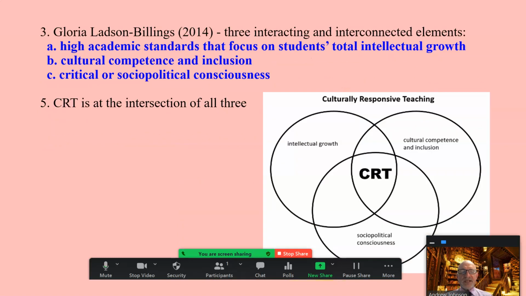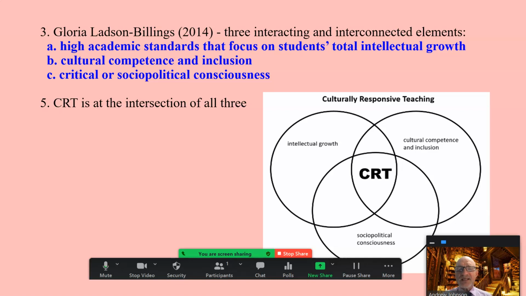Gloria Ladson-Billings says, culturally responsive teaching involves three interacting and interconnected elements: high academic standards that focus on students' total intellectual growth, not just achievement scores, but total, the person, the whole person.